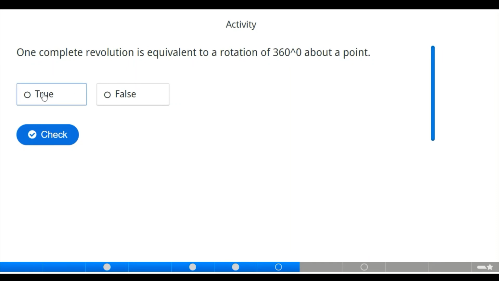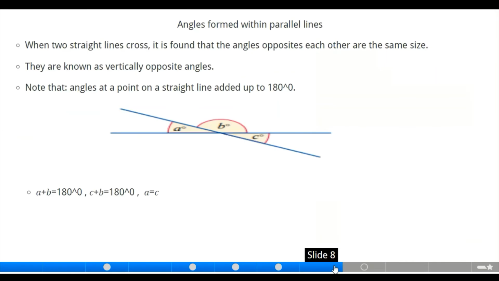Yes, by the time you rotate a circle from the starting point, it gives what? 360 degrees. Now let's look at another property of an angle, which is angles formed with parallel lines. When two straight lines cross, it is found that the angles opposite each other are the same size. They are known as vertically opposite angles. Note that angles at a point on a straight line add up to what? To 180 degrees. We made mention of that earlier in the previous slide.